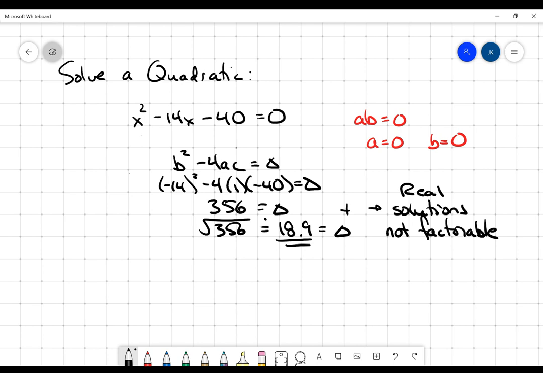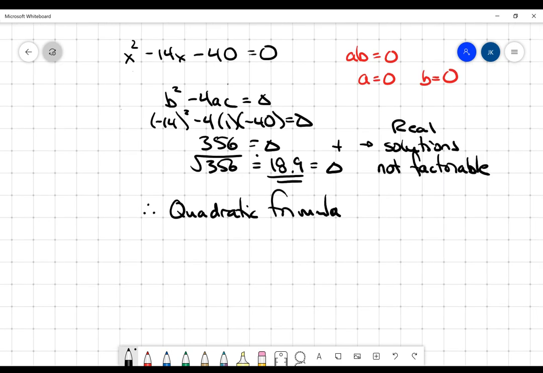I can get factors. Don't get me wrong. When I say not factorable, I mean I'm not going to get these nice two binomials multiplied together with little integer values as the constants there. So what I have to do then is, therefore, use the quadratic formula. So I exhausted my efforts factoring.